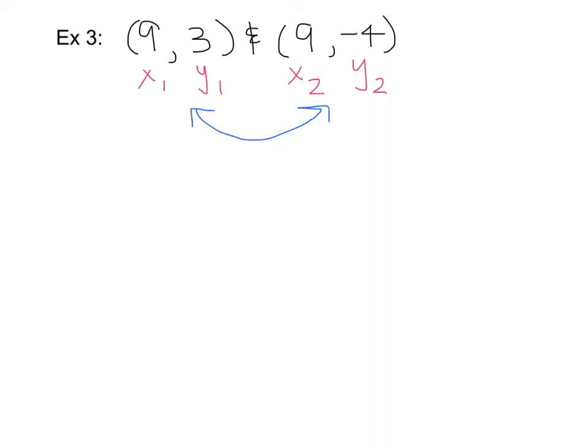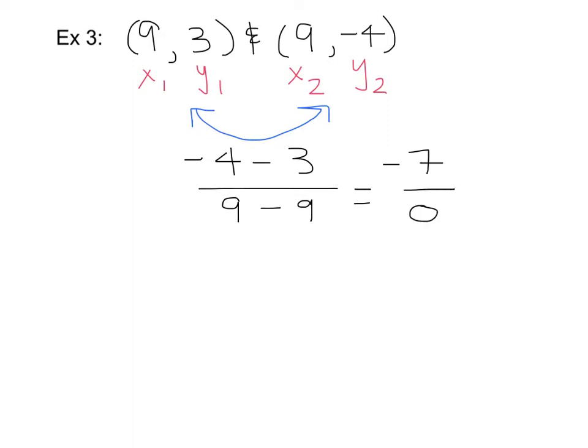So let's look at this example. If I did negative 4 minus 3 divided by 9 minus 9, that gives me negative 7 on the top and 0 on the bottom. Am I allowed to divide by 0? You're not allowed to. So this slope is considered an undefined slope.